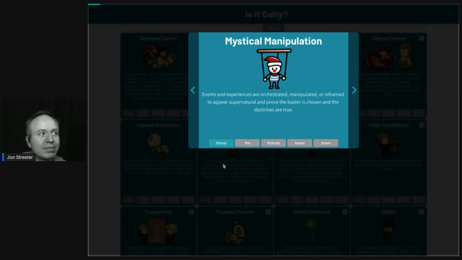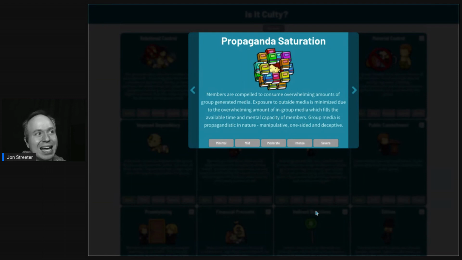Minimal. Okay. Propaganda saturation. Members are compelled to consume overwhelming amounts of group-generated media. Exposure to outside media is minimized due to the overwhelming amount of in-group media, which fills the available time and mental capacity of members. Group media is propagandistic in nature, manipulative, one-sided, and deceptive.